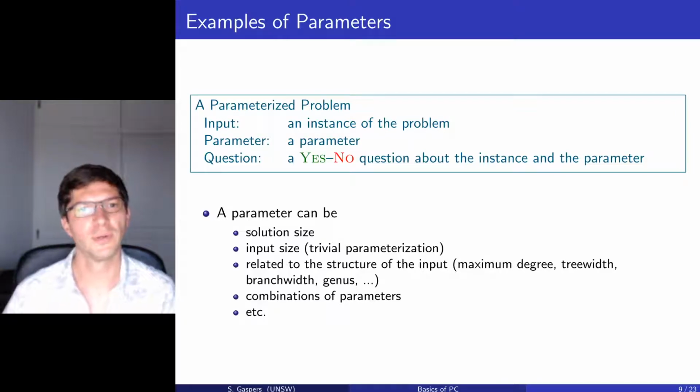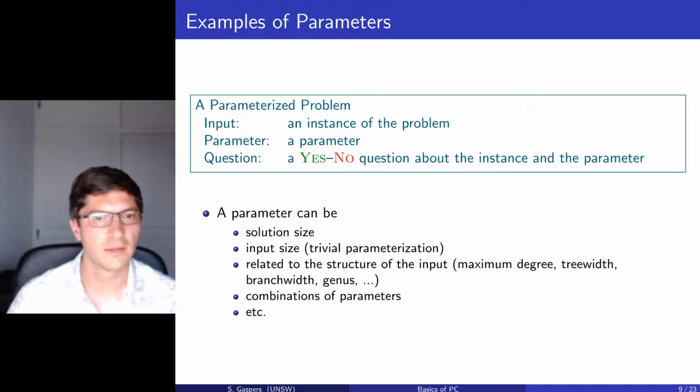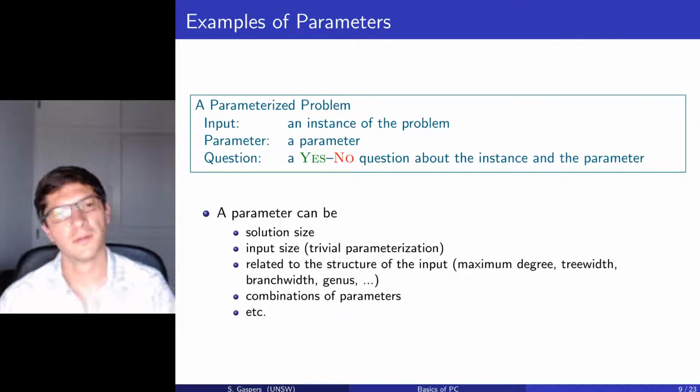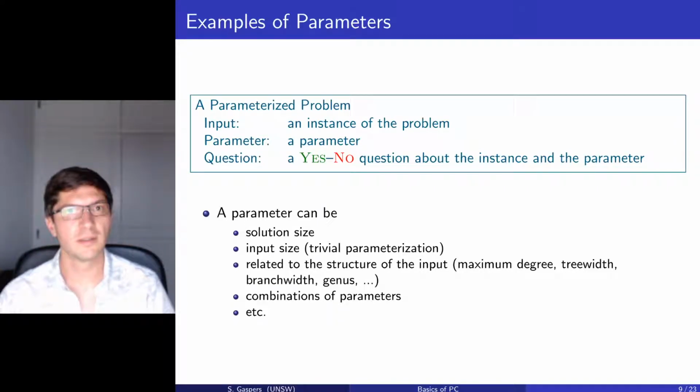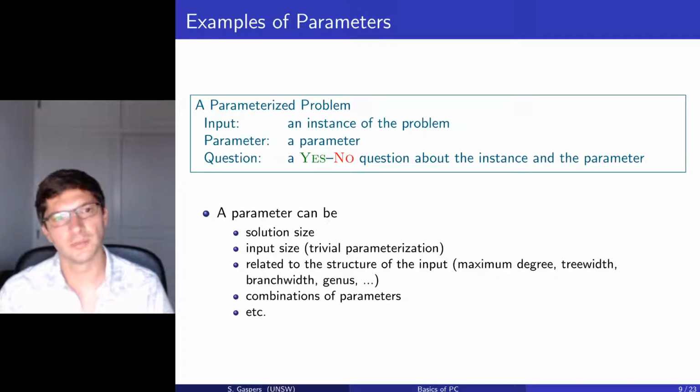Now for a parameterized problem, we always specify what an instance is, so what the input of the problem is, what the parameter is, and then there's a yes-no question about the instance and the parameter. The parameter can be various things. It can be the solution size, it can be the input size. That would be a trivial parameterization because if the input size is our parameter, then every decidable problem that's parameterized in this way is fixed parameter tractable. But then there's still the question of making this f of k smaller and smaller.